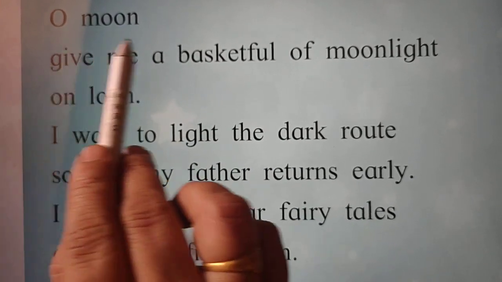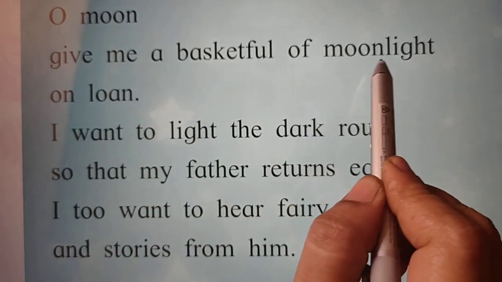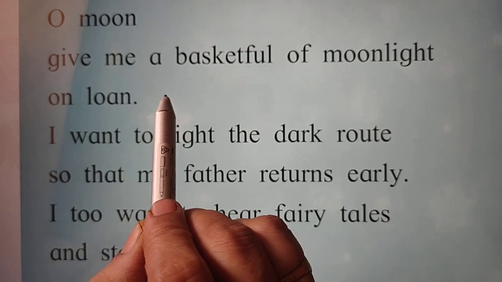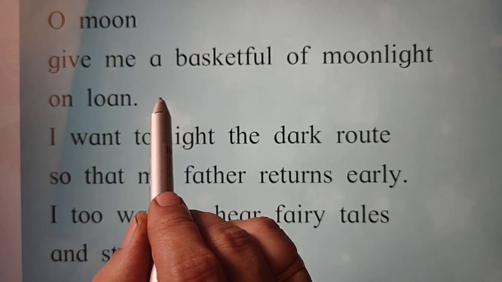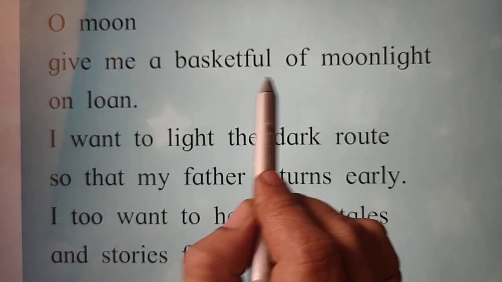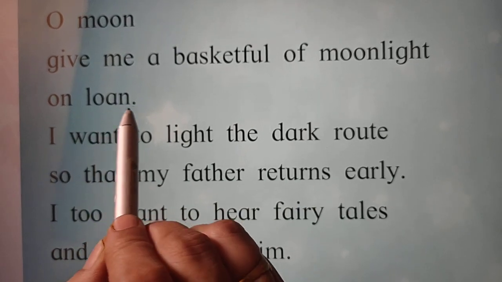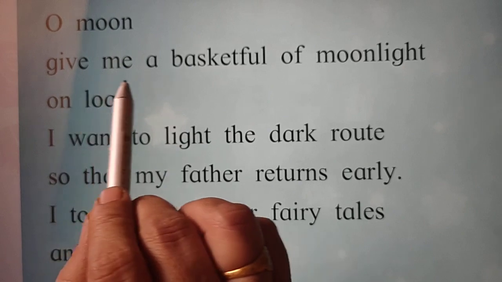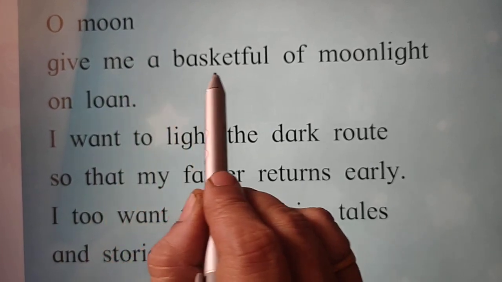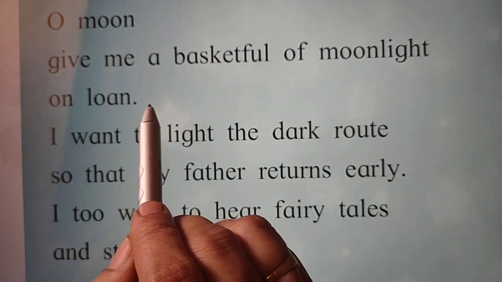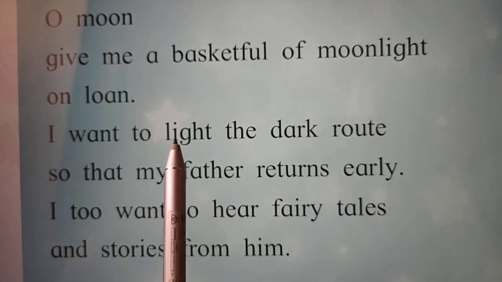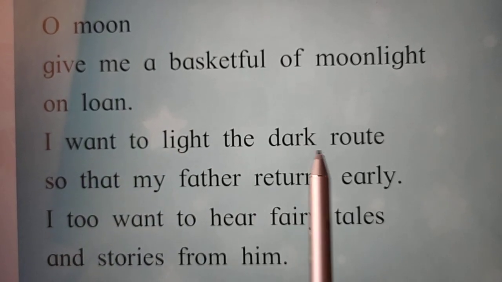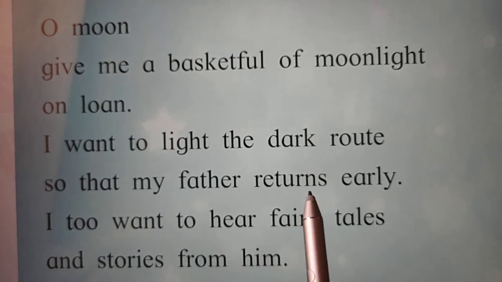He is saying, O moon, give me a basketful of moonlight on loan. The child is also familiar with the problem of villagers and his father, that because of their economic condition they have to take loans from the moneylender or landlord, and that's why the child is asking the moon to give him a basketful of moonlight on loan. And by taking this moonlight on loan, what is he going to do with that? I want to light the dark route so that my father returns early.